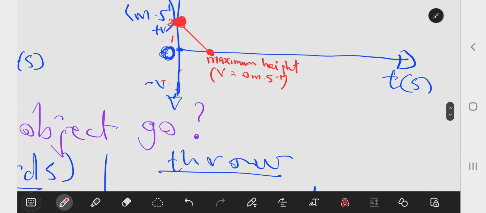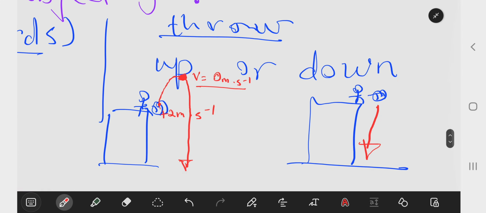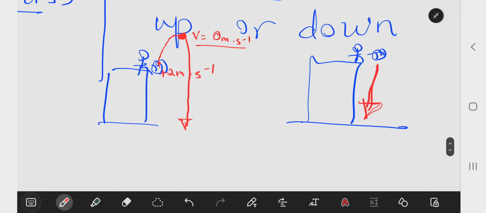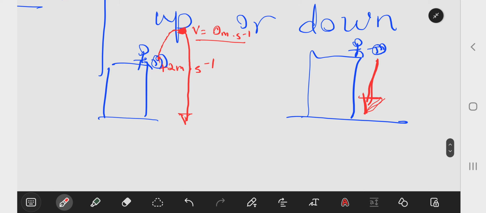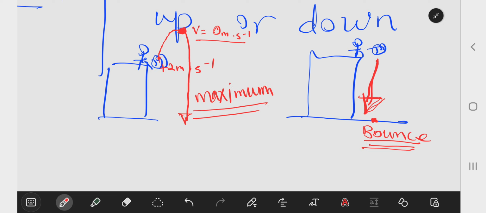But what if we throw that object downwards like that? What if we throw that object and then we throw it downwards? So we expect the object to go downwards and it must bounce at the floor or at the ground, right? So if you throw an object downwards, you expect it to bounce first, right? But if you throw the object upwards, you expect it to reach a maximum height. And where is your maximum height? Your maximum height is where the velocity is equal to 0.